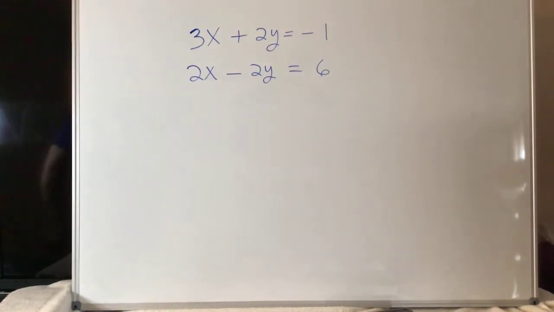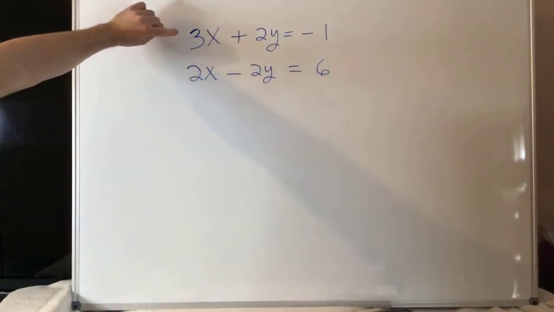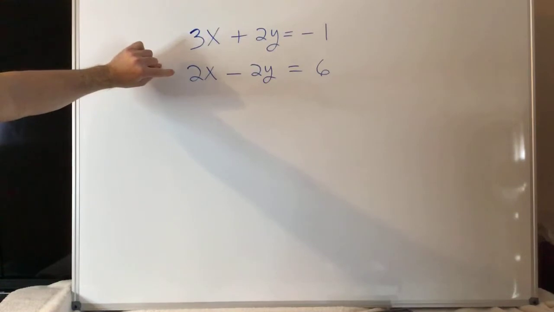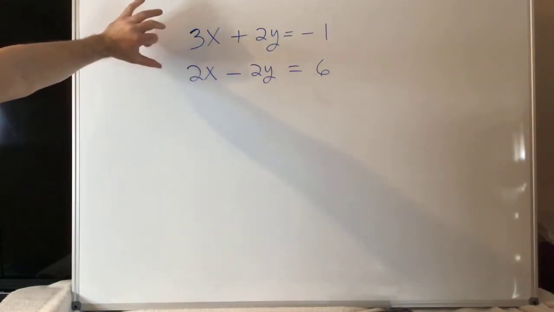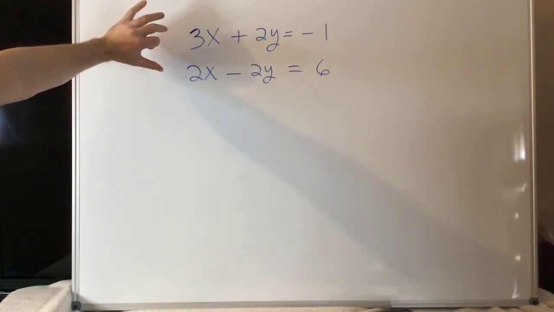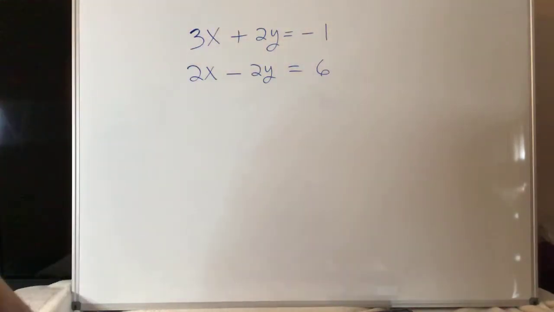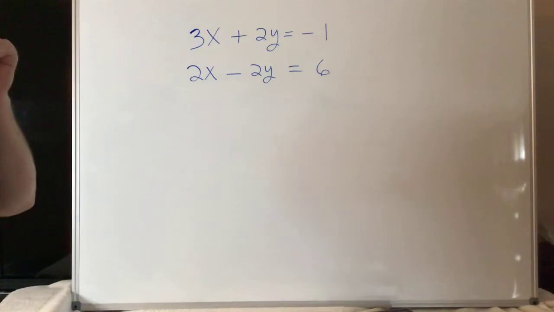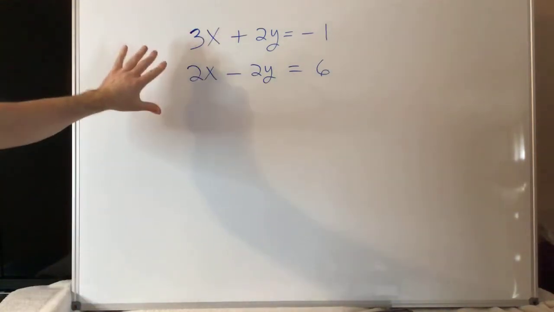Okay, so here are the two equations. The top one is a line, and the bottom one is a line. These are two different lines. If you were to draw these lines, which is ridiculous, they would meet in one place, and you'd be able to read off the graph where they met. I don't want to do that. I want to do this using algebra.